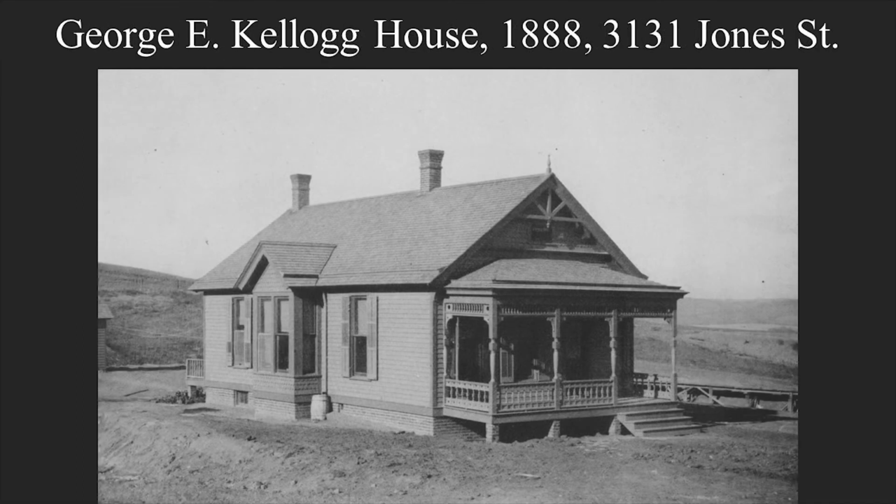A much smaller example, this is much more of a folk Victorian, largely because of its size, and that's the big difference between a Queen Anne and a folk Victorian is largely to do with size and the amount of decoration. This is the George E. Kellogg house, built in 1888 and still standing at 3131 Jones Street.